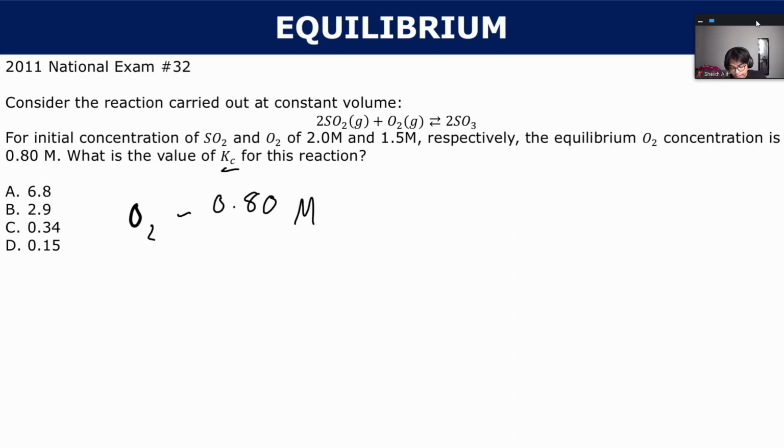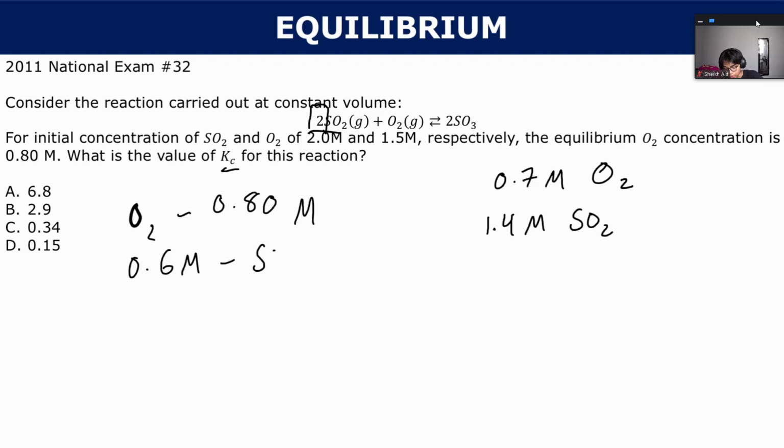Well, we know that there was 0.7 molarity of O2 that was consumed in the reaction. And since SO2 is used up at twice the rate of O2, as implied by the stoichiometric coefficient here, that means 1.4 molar SO2 is going to be consumed. And since we have 2 molar SO2 and we're using up 1.4 molar, we are going to be left with 0.6 molar of SO2.